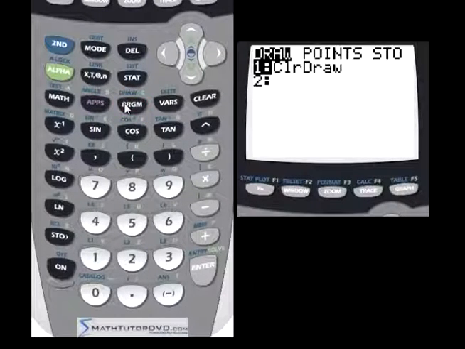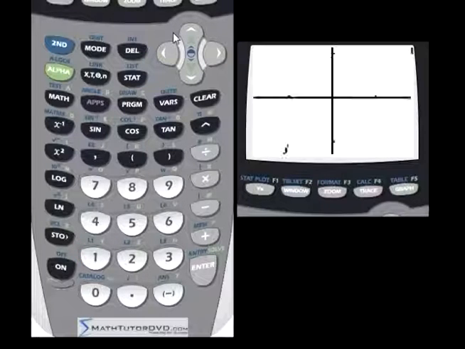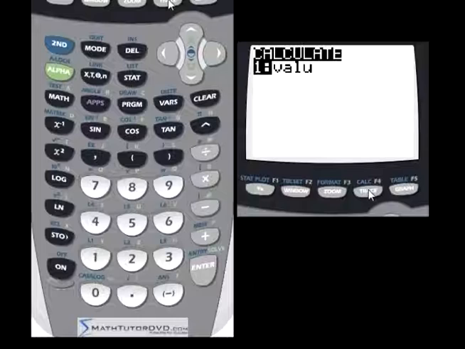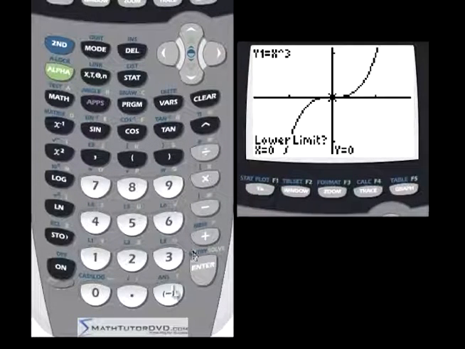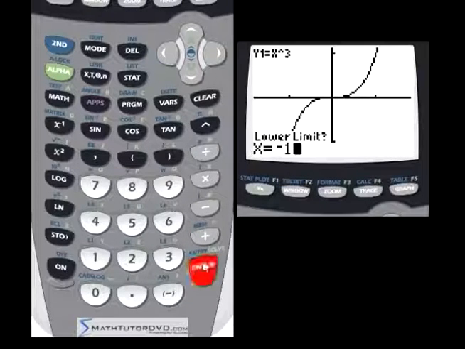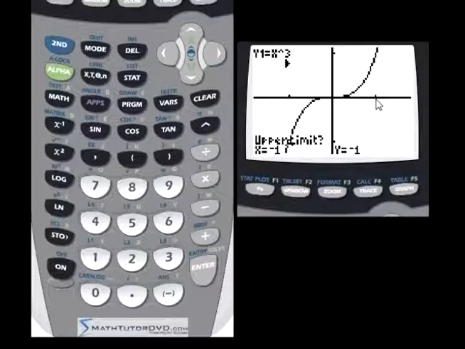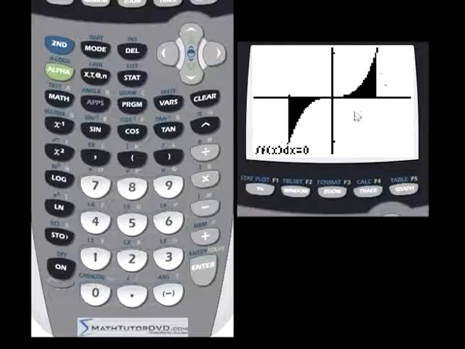So let's clear it one last time. Hit number 1, so we'll draw it again. Now let's see what happens if we go to the calculate menu, hit number 7, and then go from -1 all the way up to +1. So we're going from a lower bound here all the way up to an upper bound up here. What do you think will happen? Let's hit enter. It's going to shade everything, but it's going to give us an area of 0. And that doesn't look like it's possible.